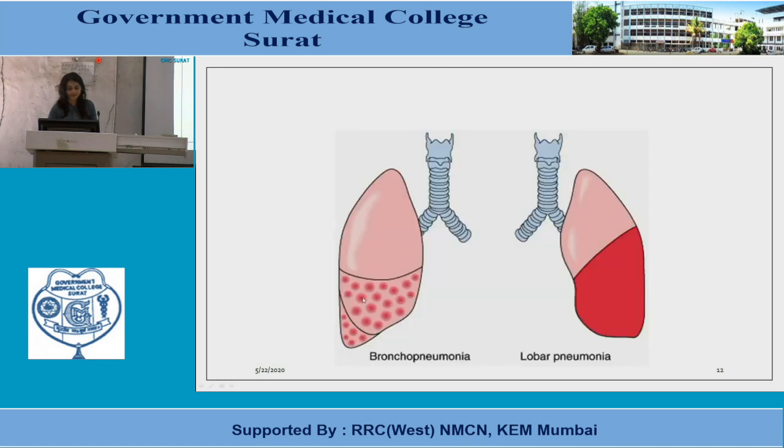So this is bronchopneumonia, in which we can see patchy involvement of lung, and more than one lobe is involved. And the second one is lobar pneumonia, in which one lobe of the lung is involved.